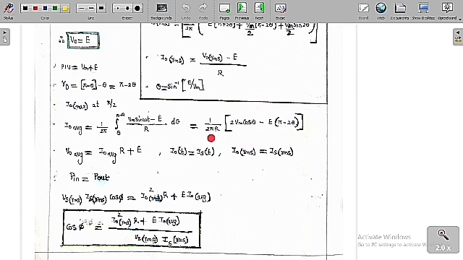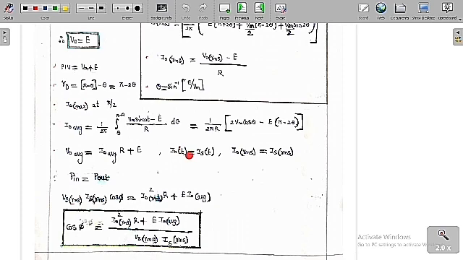So this is the expression of the average value of the output current, which is 1 by 2 pi R into 2 Vm cos theta minus E of pi minus 2 theta. You can easily do the simplification. Whereas the output average value V0 average is equal to I0 average into R plus E.